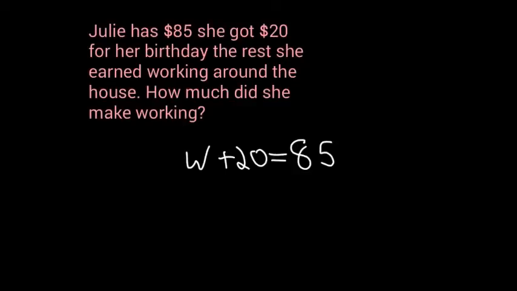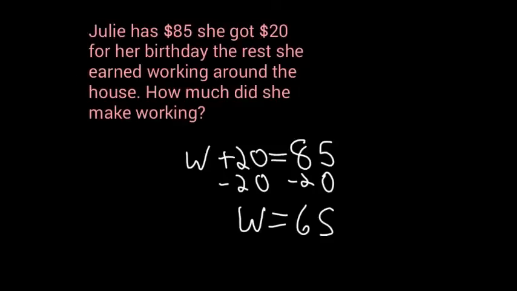So in order to solve this, I'm going to do the opposite of adding 20. So I'm going to subtract 20. 20 minus 20 is nothing. So I got W equals, and then 85 minus 20 would be 65. So she earned $65 working around the house.